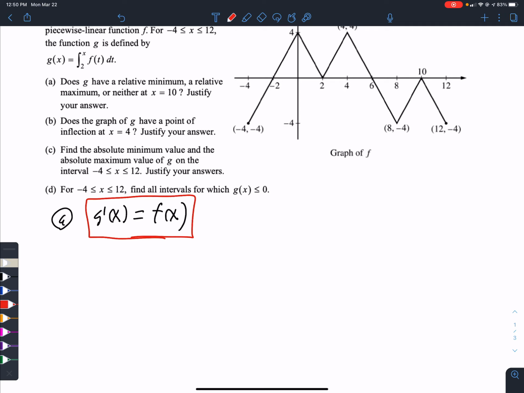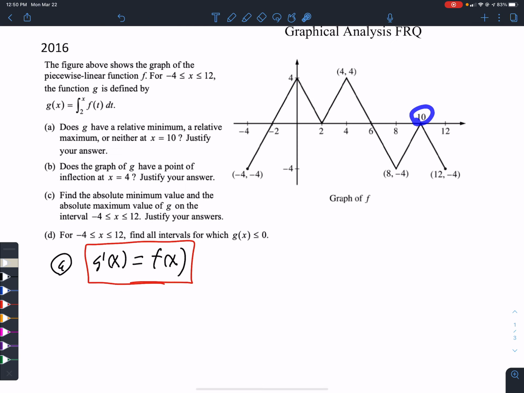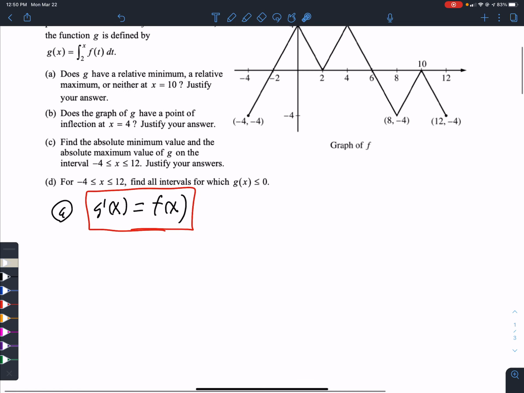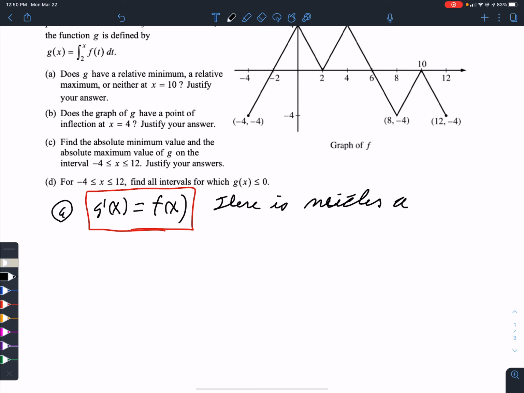Remember, relative max or min, you need the derivative to change signs. And if you look at 10, f is g prime, right? So this is f. What happens at 10? It's negative left and right. It doesn't change signs. So there's neither. So you would say there is neither a relative max or a relative min at x equals 10.